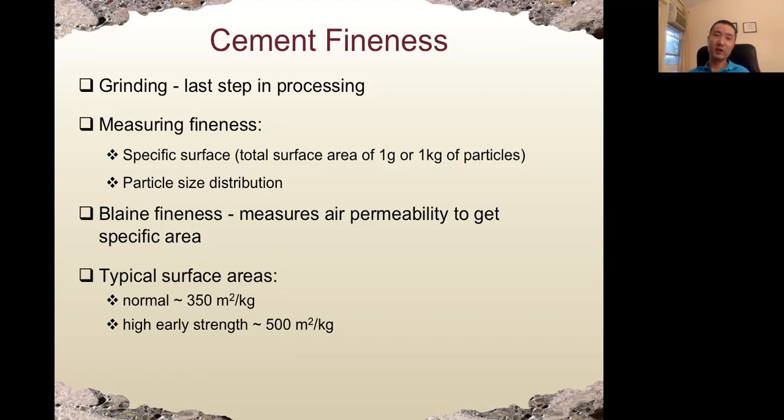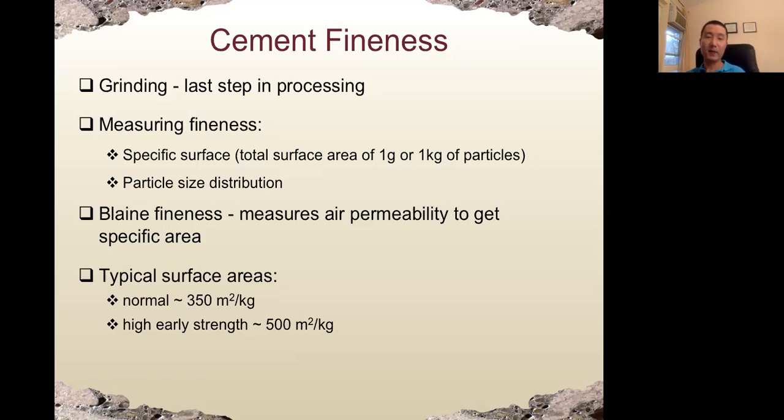Okay. Here we talk about cement fineness, or the particle size and the surface area of cement. It is the last step in processing, or grinding the clinker to produce cement. We can measure the fineness using the surface area, which is the total surface area of 1 gram or 1 kilogram of cement particles. We can also measure the particle size distribution using other instruments such as a laser.